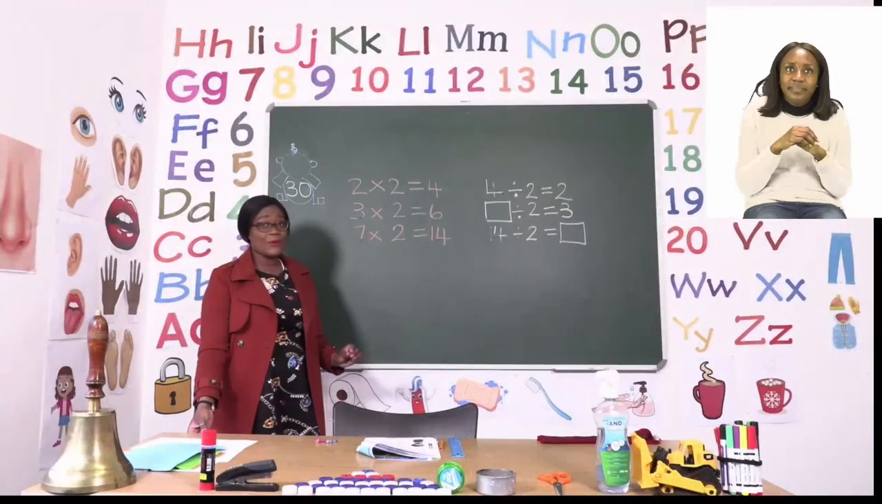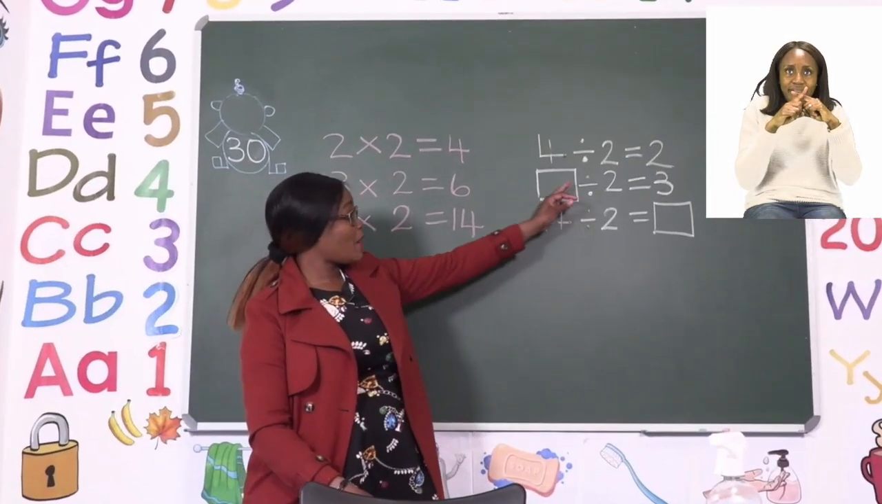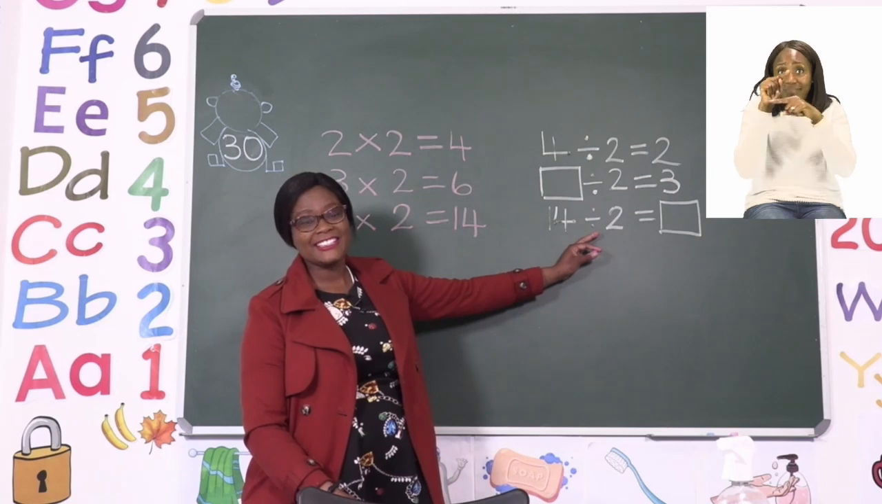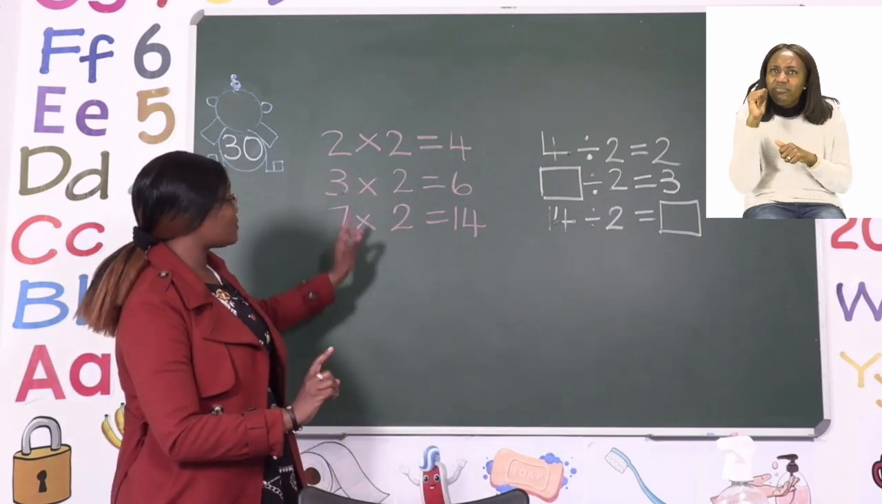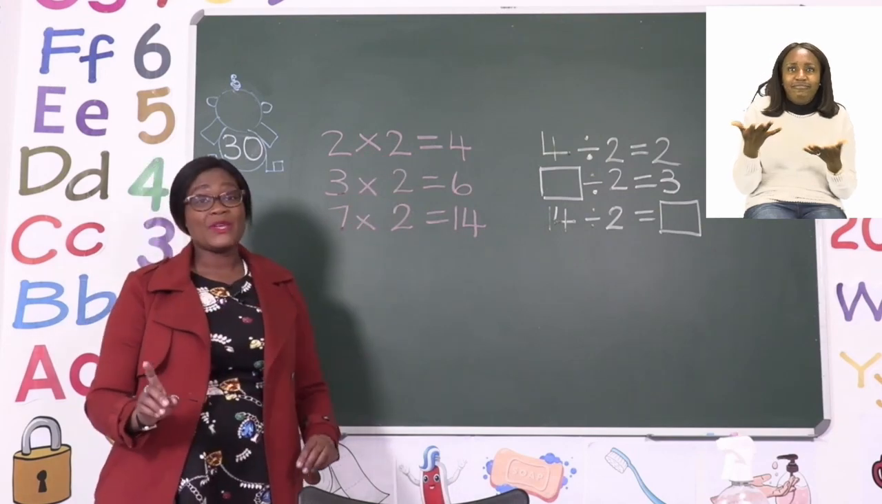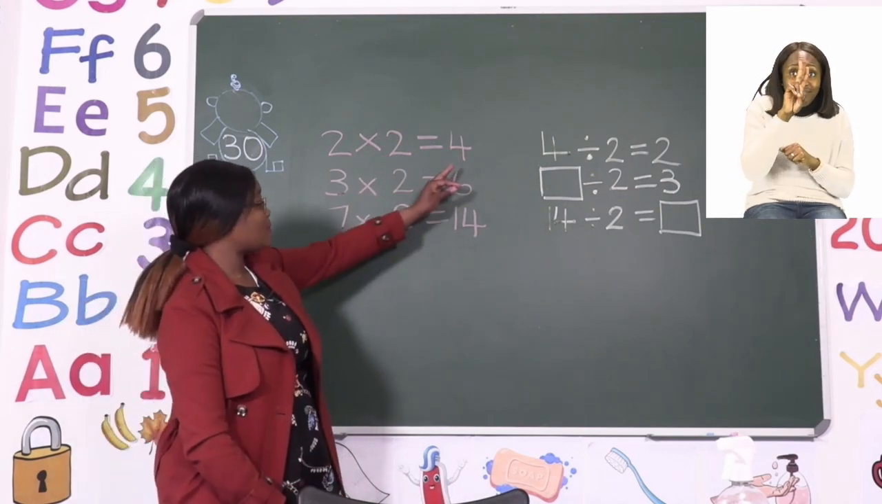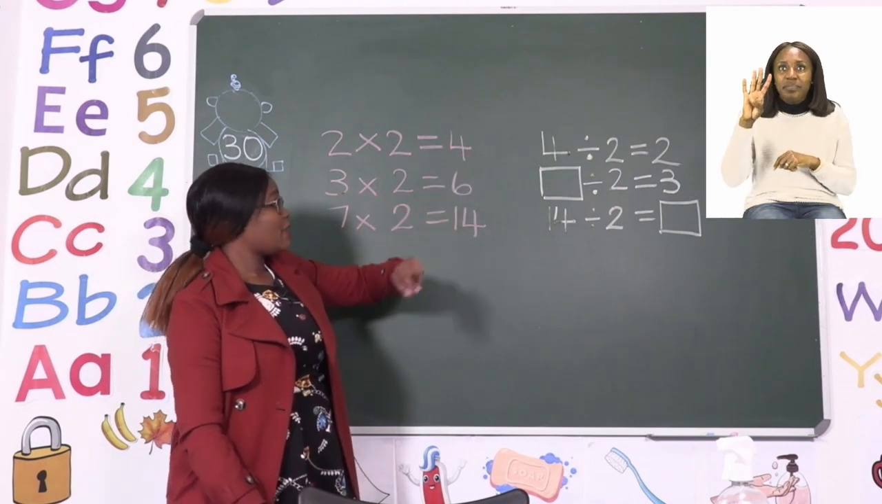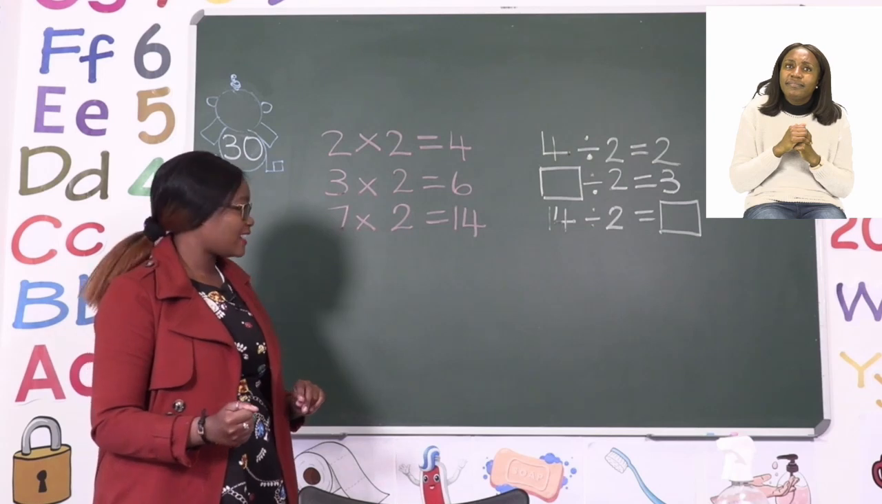Now, if you look on the board, I have my times tables in red and my division in yellow. So we're going to start with the times table. We already know that 2 times 2 equals 4. And then, how do we get the answer for dividing?